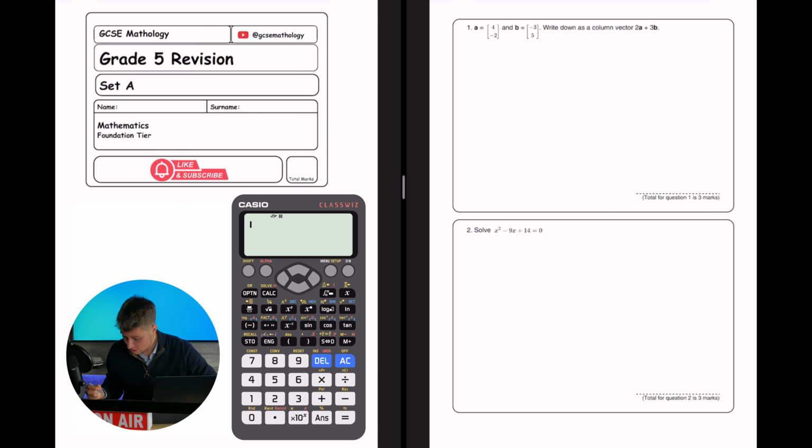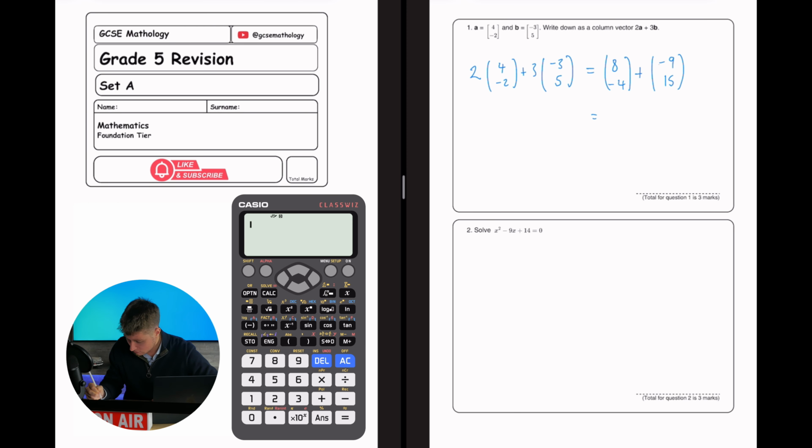So the first step is to substitute what we have for A and B into this equation. So 2 multiplied by (4, -2) plus 3 multiplied by (-3, 5). What we're going to do is multiply the x and the y coordinate by 2. So 2 times 4 is 8, 2 times -2 is -4, so that's the first column vector, plus 3 times -3, which is -9, and then 3 times 5, which is 15.